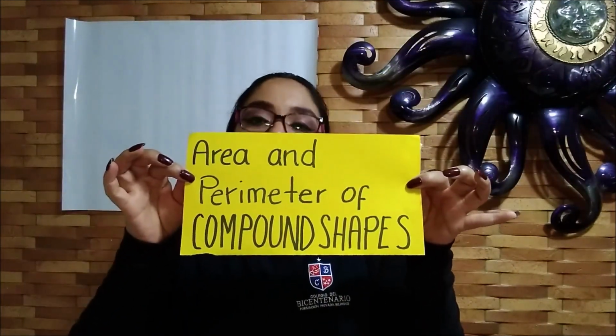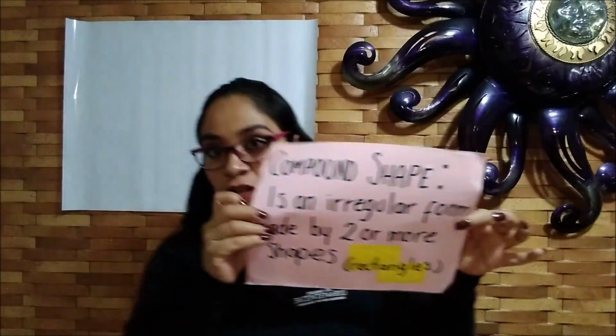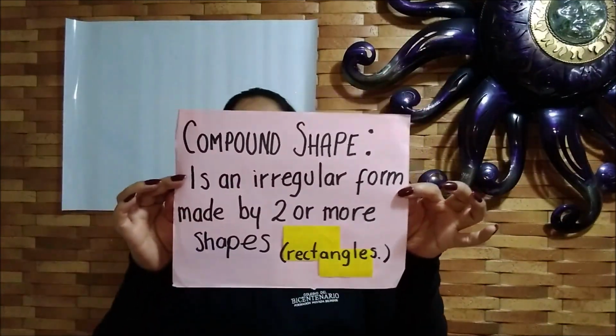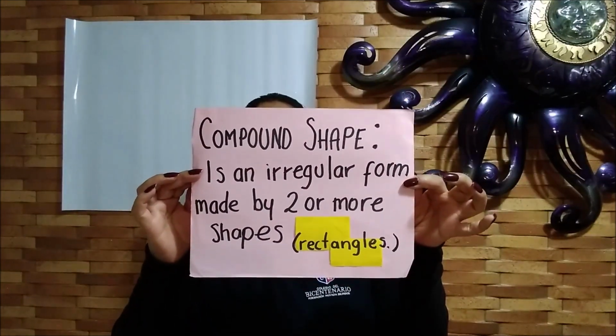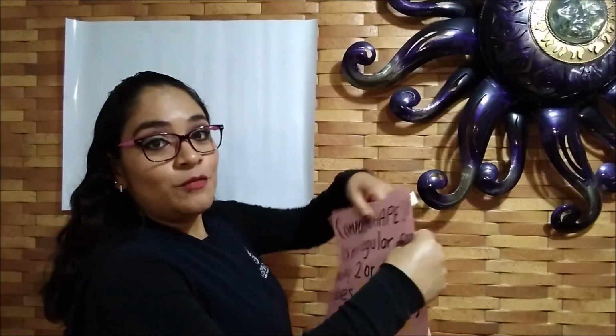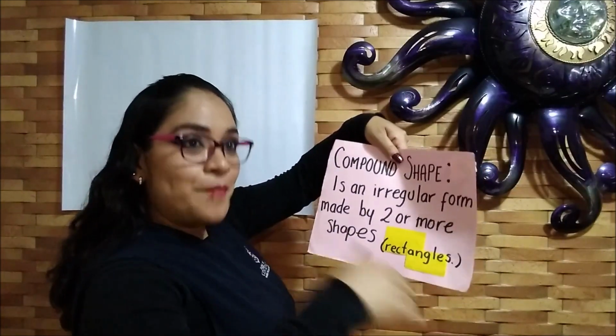Okay, today our topic is area and perimeter of a compound shape. But what is a compound shape? Let's start defining. Write it in your notebook. A compound shape is a regular form made of two or more shapes. In this case, we're going to study compound shapes made of rectangles because we already know the formula to calculate the area of a rectangle. We need to multiply the width by the length.